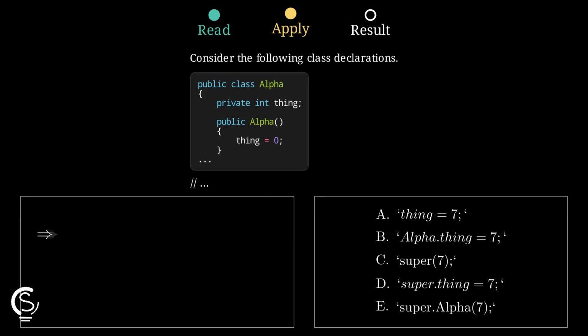Since we cannot touch the private variable directly, we must use the parent class constructor. Calling super with an integer argument is the standard way to pass values up the chain.